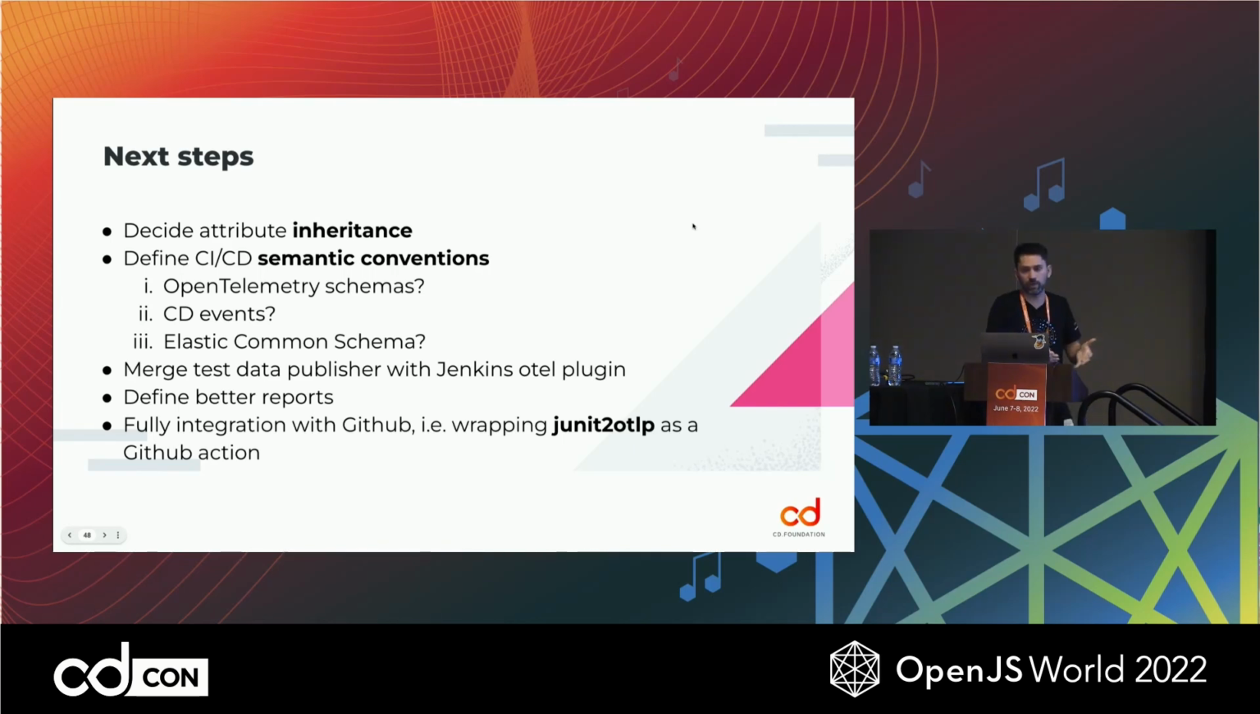But we are open to start any conversation to stand to any of the schemas, because standardization, I think, or we think, is important. Another concern is merging the data publisher with the Jenkins Open plugin, so everybody with a plugin configured will be able to get the benefit of this OpenTelemetry for the test reports.